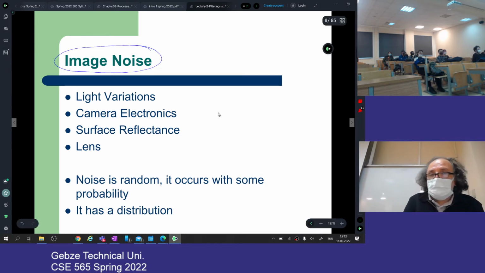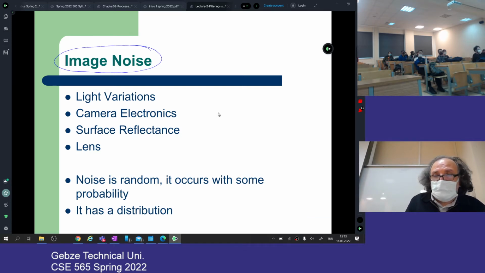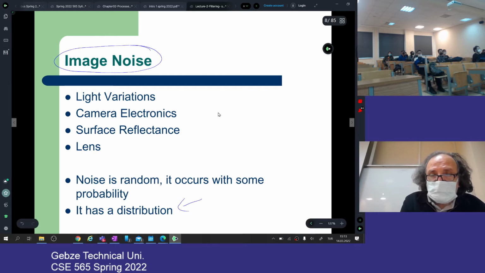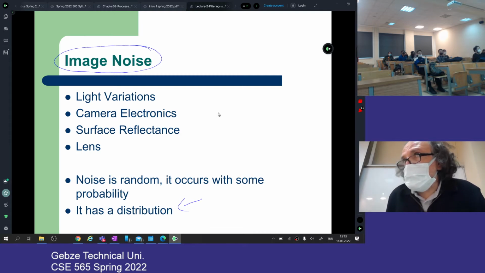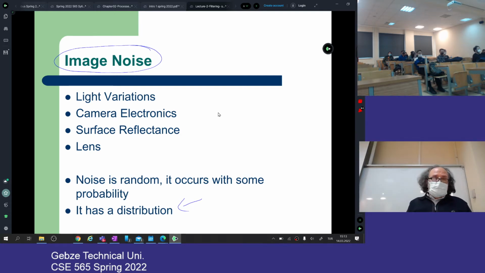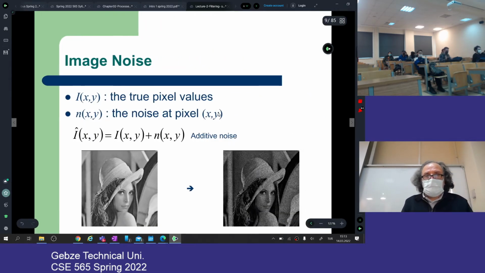And noise is random, it occurs with some probability, and it has a distribution. As you know from your statistics courses, if there is a distribution, it is easier to deal with, like a normal distribution, because we like the normal distribution. It is well behaved, we know how it works, and most of the time this assumption works. So we are going to assume either a normal distribution or a uniform distribution for the noise, and we are going to indicate which in a few minutes.